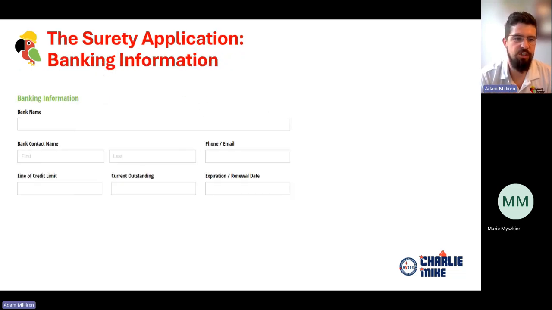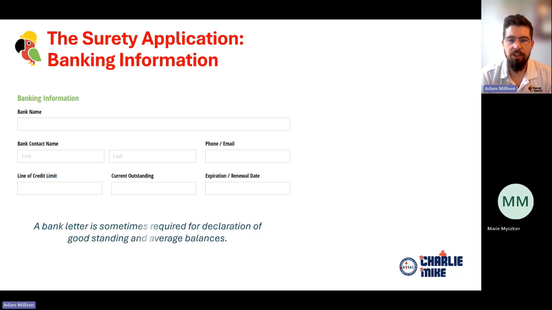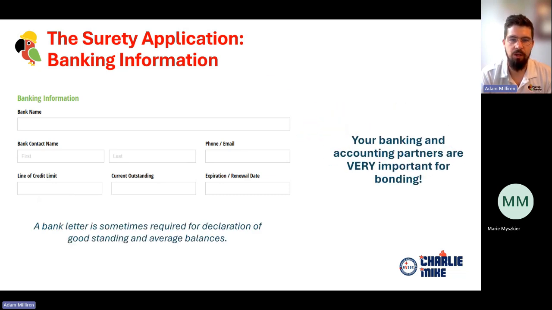So banking information, pretty straightforward. On the contractor side, lines of credit are huge because working capital is always tight in the contracting world, especially for subcontractors with pay when paid clauses and stuff like that. They want to know your bank contact name. They might contact them to make sure that you're in good standing, you're doing all the right things. They might try to get a bank letter from them depending on your financial wherewithal and that kind of thing.